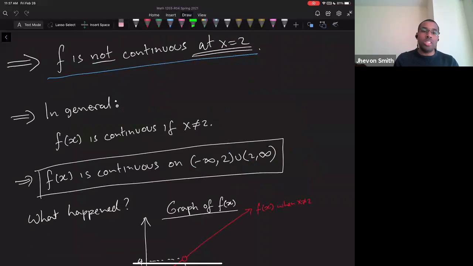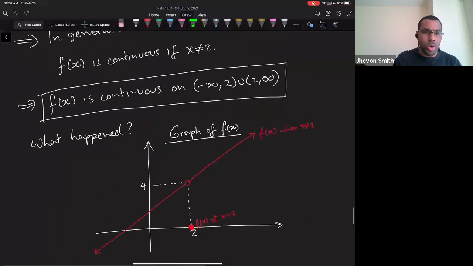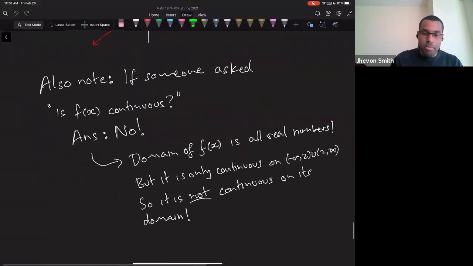So in general, this function is continuous if we're not at 2. We actually saw why that happened. There was a hole, and someone whose one job was to fill in that hole did it incorrectly. But we also had an important note brought up by a question, I think by James: is the function above continuous? Can I say it's continuous?